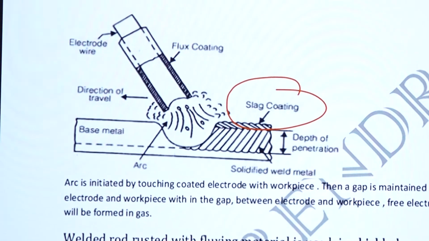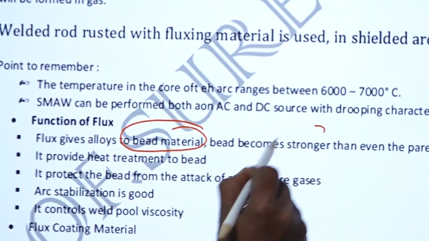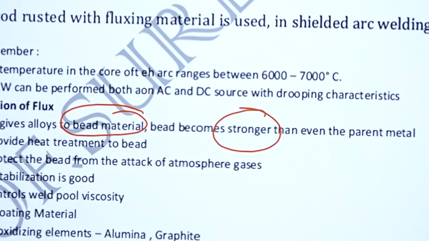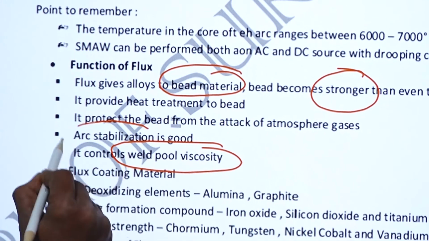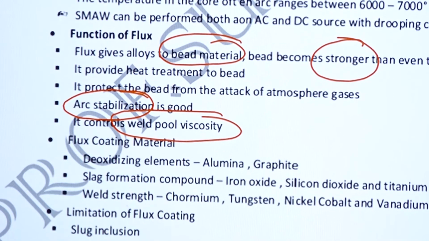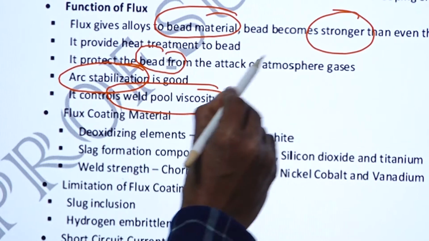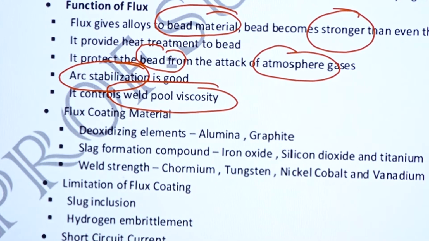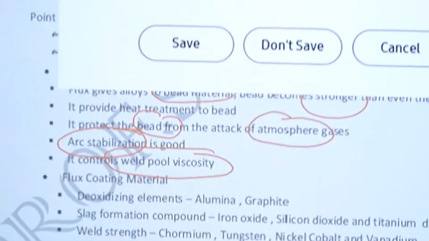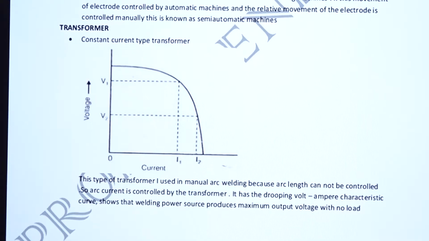The function of flux is that it gives alloy to the bead material and the bead becomes stronger, even the parent metal. It controls the weld pool viscosity, arc stabilization is also achieved by the flux, and it protects the bead from the atmosphere. So these are some of the points you should remember about the flux.